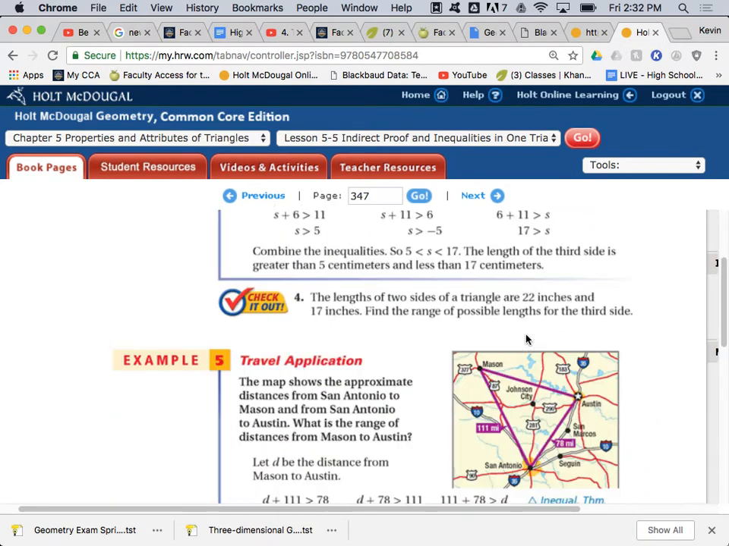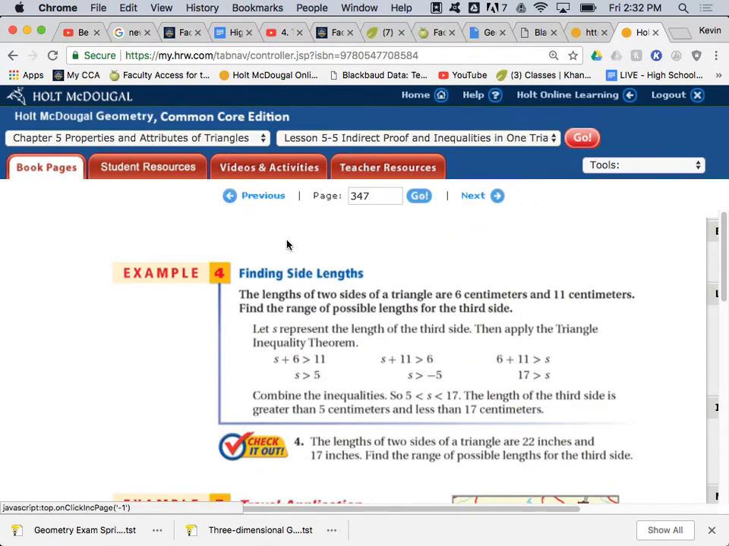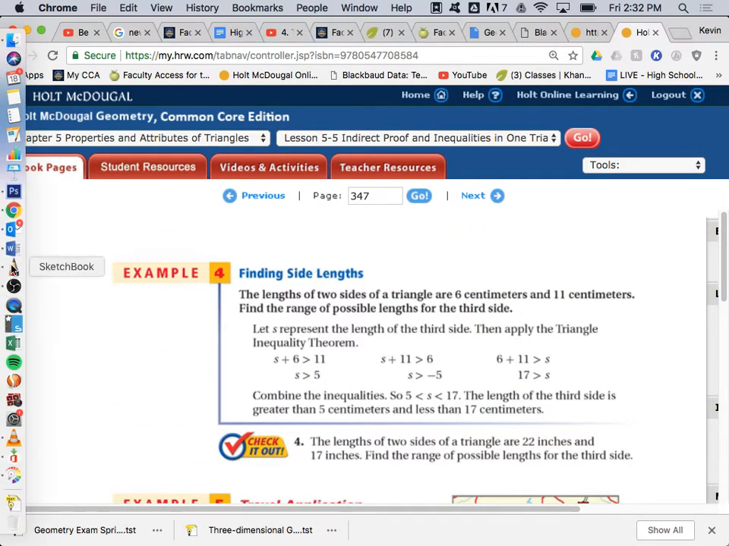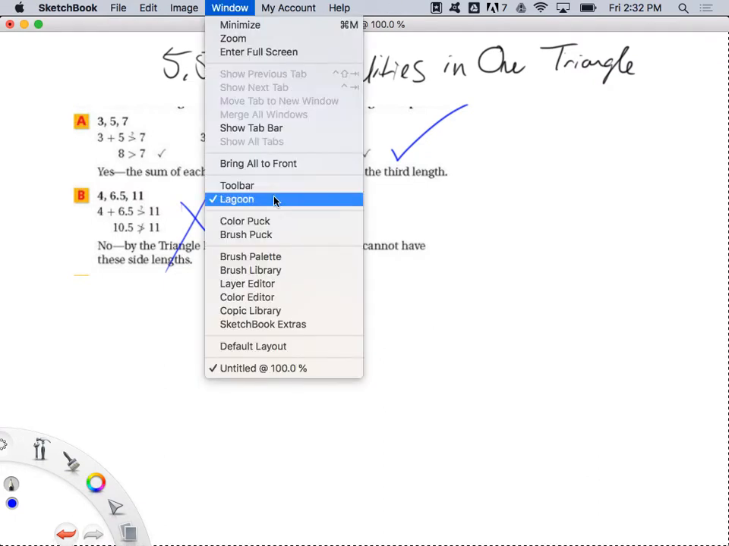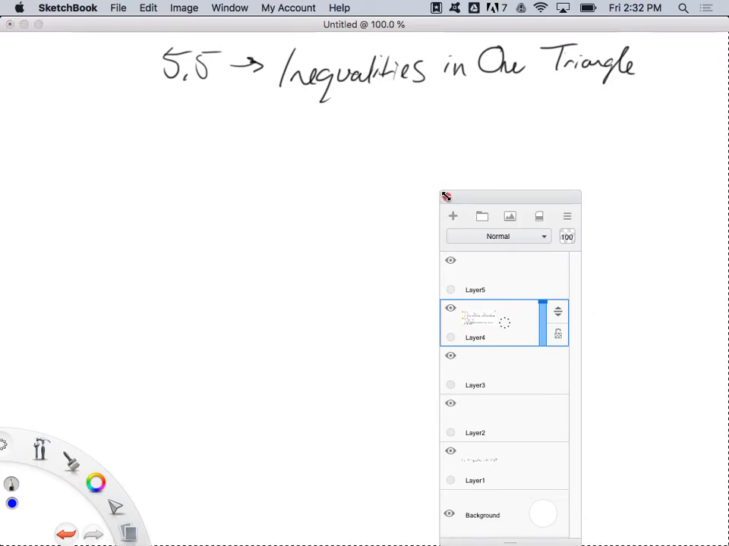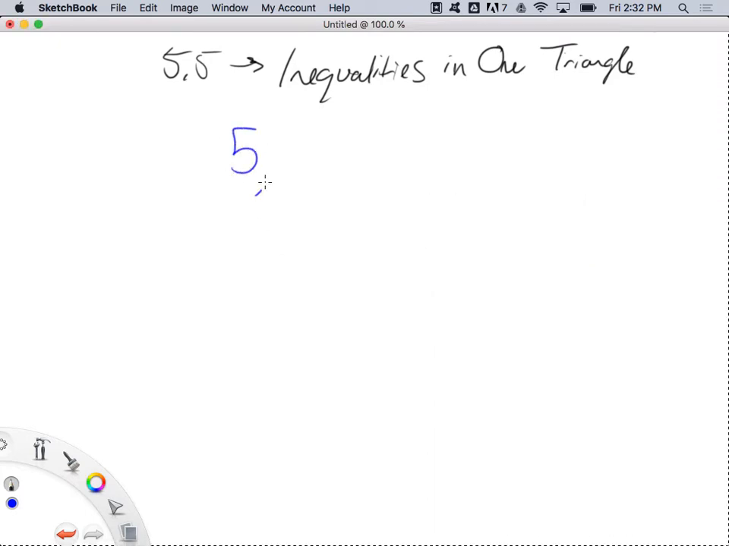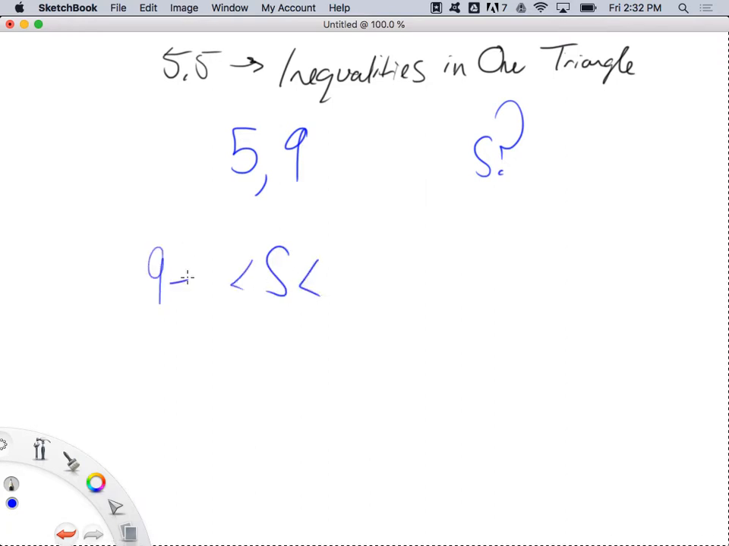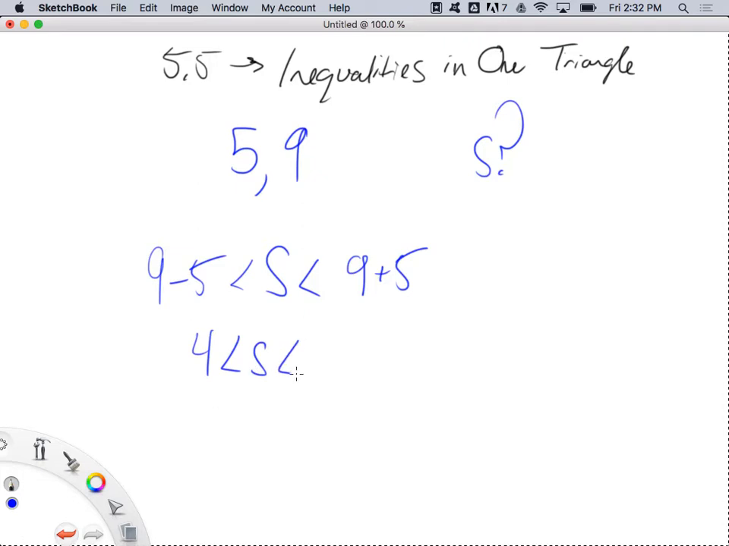Next. Okay, finding side lengths. This was another thing that we went over in class. If I give you two sides, for instance, 5 and 9, and I say, what is the possible range of the third side? How do you do it? You put side in between these two. You subtract to get the left, and what do you do to get the one on the right? Add. So this is 4 is less than S is less than 14. That's the range of possible sides.